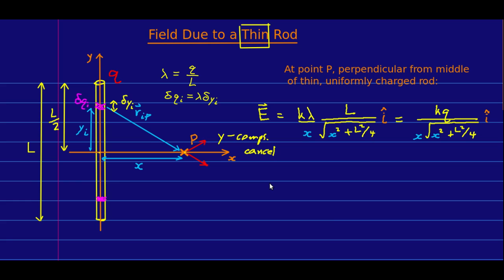So this is a rather special purpose result we've got here. It applies to a rod where we are far from the rod compared to the thickness of the rod, or where the rod is very thin. And we have to be at this point P that's out perpendicular from the middle of the rod. If we look anywhere else, this expression won't apply. In particular, anywhere else, our argument that the y components cancel won't hold, and we would also have to find the y component of E. But we can get a little more mileage out of this. There's a useful further approximation.